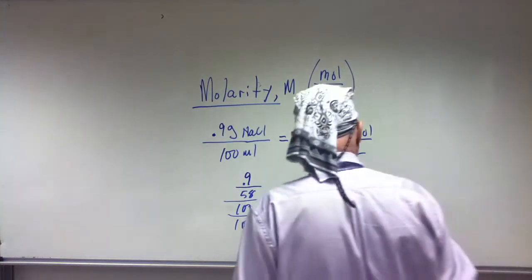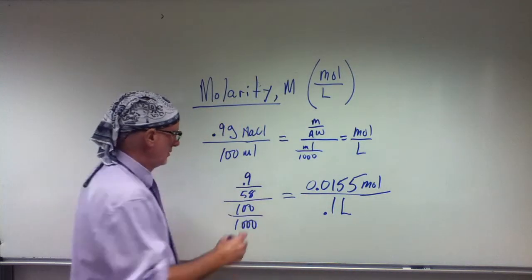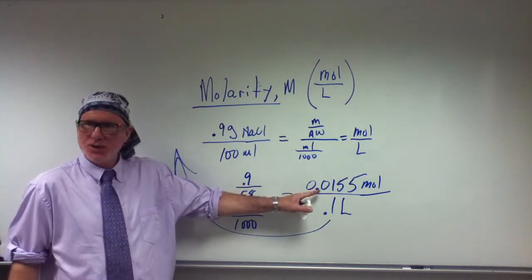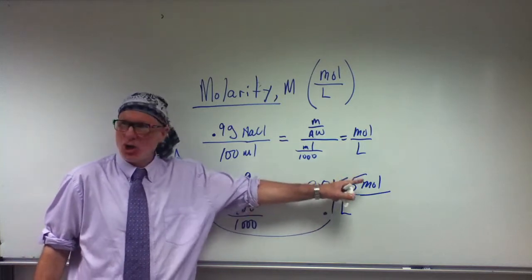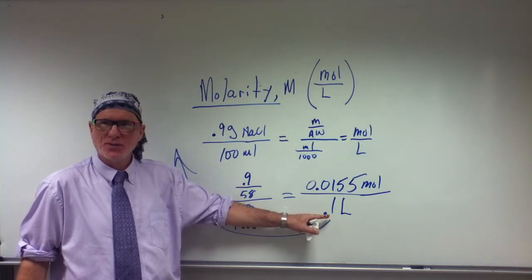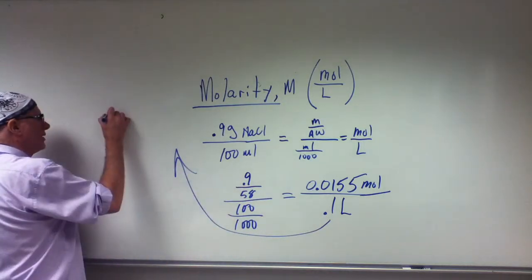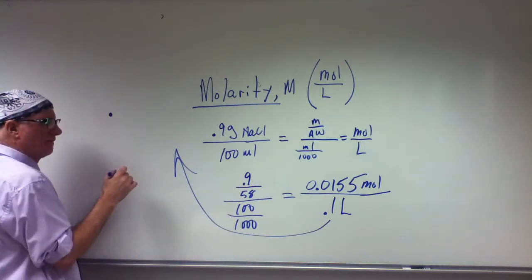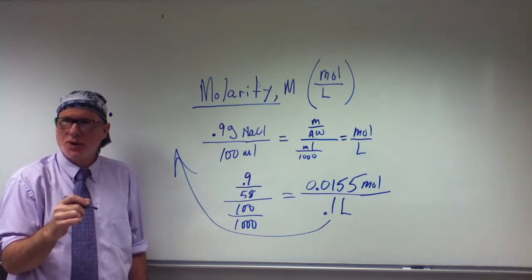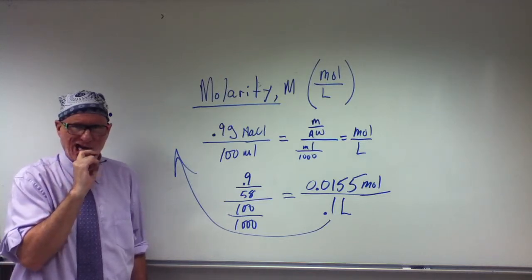All right, so what is 0.0155 moles divided by 0.1 liters? Give me some math here, guys. 0.1. You can do it. 0.155. 0.155? Yes. Guys, all right with that?